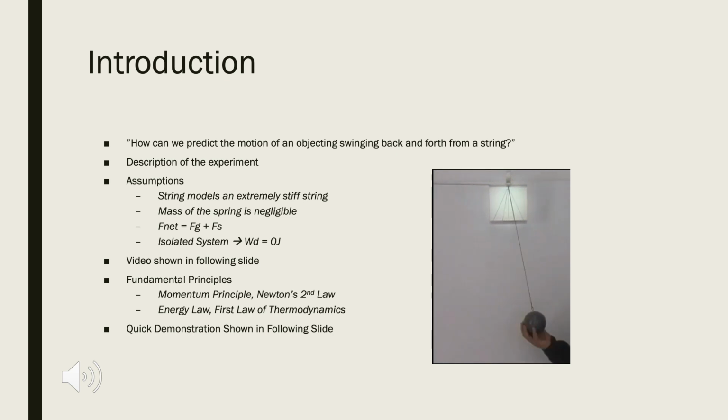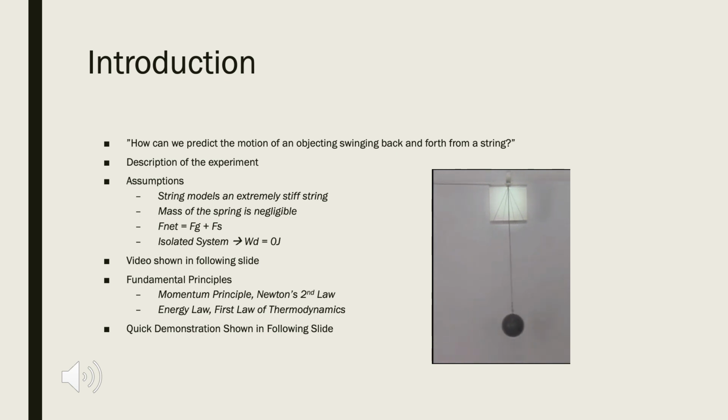I also made a number of assumptions. The string I use can be considered an extremely stiff string, and therefore the tension force can be modeled as a spring force. The string's mass is negligible, so I only consider the system's mass to be the iron ball's mass. As I applied Newton's second law, I assumed that the only forces on the system are the gravitational force and tension force. Finally, the system is isolated from its surroundings, so there's no work done on the system.